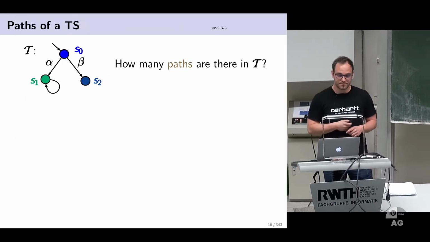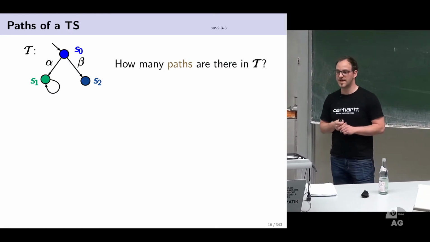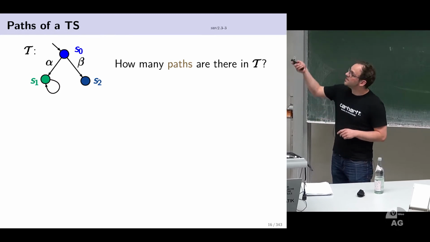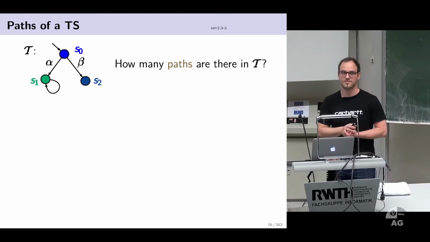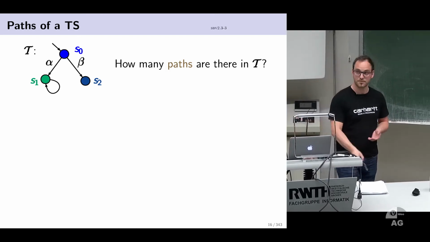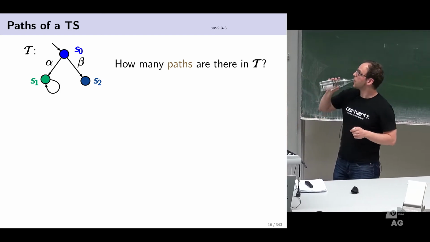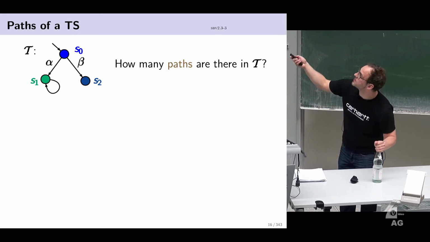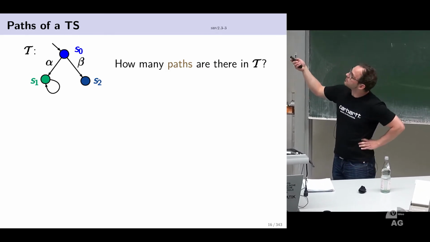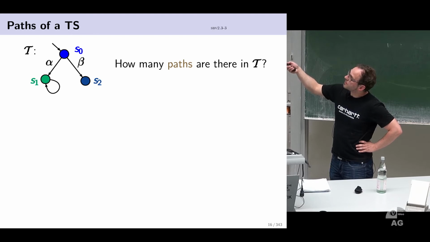Okay, so let's move on and maybe ask you the first question of today. How many paths does this transition system T have? Yes? You would say 3, okay. Let me know which paths you are referring to. Going from S0 to S2 and going from S0 to S1. Yes. And the state is S1.